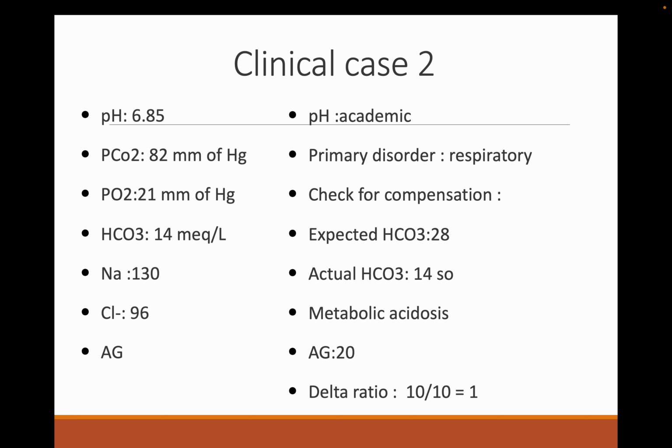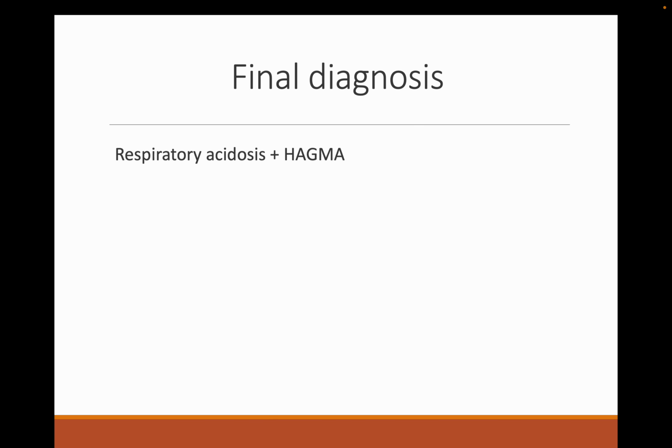So again, I will tell you the delta ratio is calculated from the delta in anion gap. Here the anion gap is 20 and the normal anion gap is 10, so 20 minus 10 is 10, the change in the anion gap. The bicarbonate change is 24 minus 14, where 24 is normal, so the ratio is 10, high anion gap metabolic acidosis. So this is a case of respiratory acidosis with high anion gap metabolic acidosis.